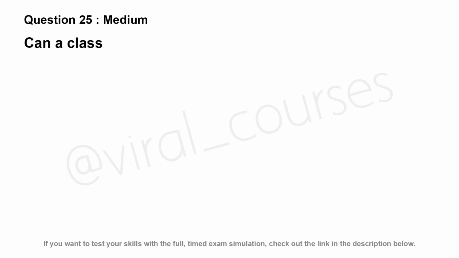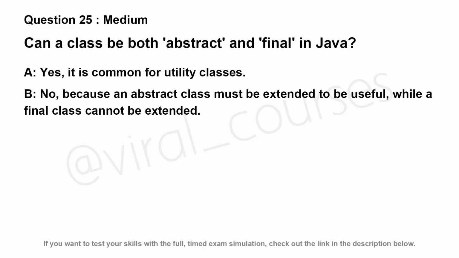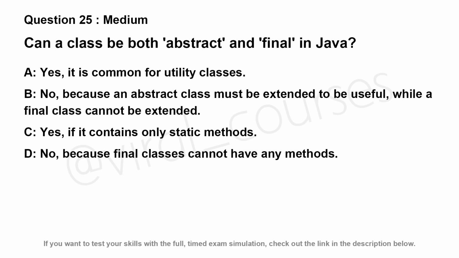Can a class be both abstract and final in Java? Option A. Yes. It is common for utility classes. Option B. No, because an abstract class must be extended to be useful, while a final class cannot be extended. Option C. Yes, if it contains only static methods. Option D. No, because final classes cannot have any methods.